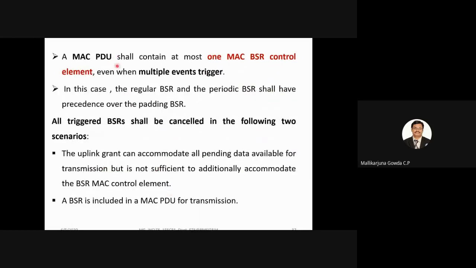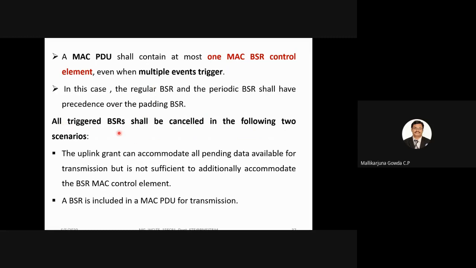So a MAC PDU contains at most one MAC BSR control element, even when multiple events trigger. So in that case, the regular BSR and the periodic BSR will have the precedence over the padding BSR. Okay. So I said a MAC PDU contains at most one MAC BSR control element, even on multiple event triggers. In that case, the regular BSR and the periodic BSR will have the precedence over the padding BSR.